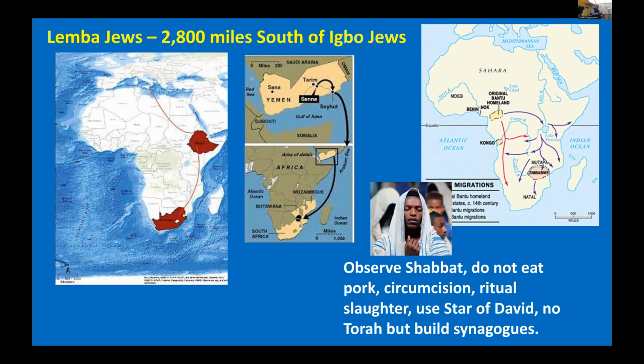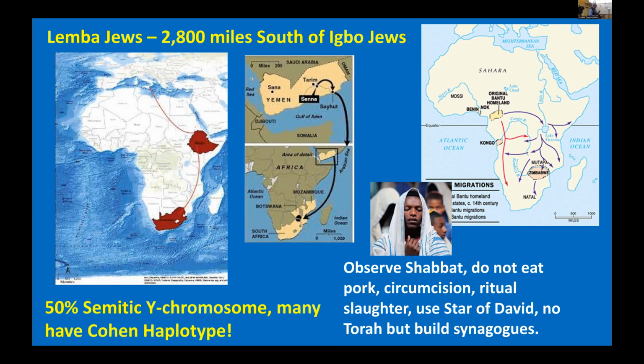And they claim, now they also build synagogues. Now everybody wants to be Jewish, everywhere. The South African Jews generally considered them a curiosity rather than cousins. But nevertheless, they claim that they are Jewish. And interestingly, 50% of them have the Semitic Y chromosome, whether we want it or not. They're very typical, like Cohen chromosomes. These people do have that. So genetically, they have enough information to support their claim to be Jewish.